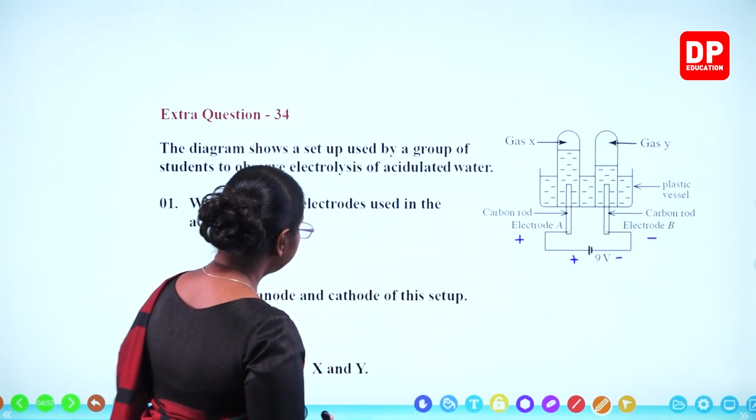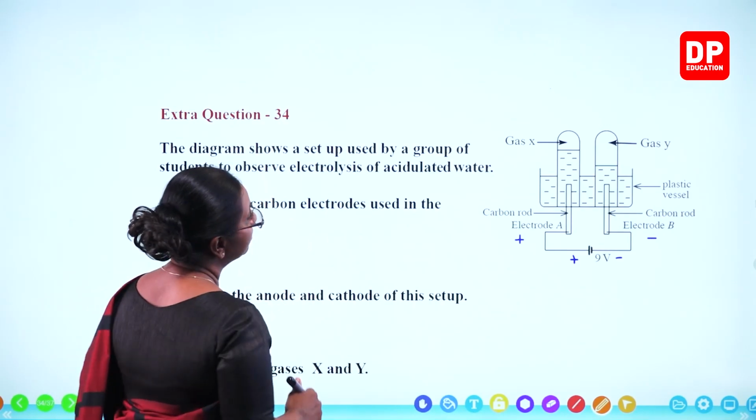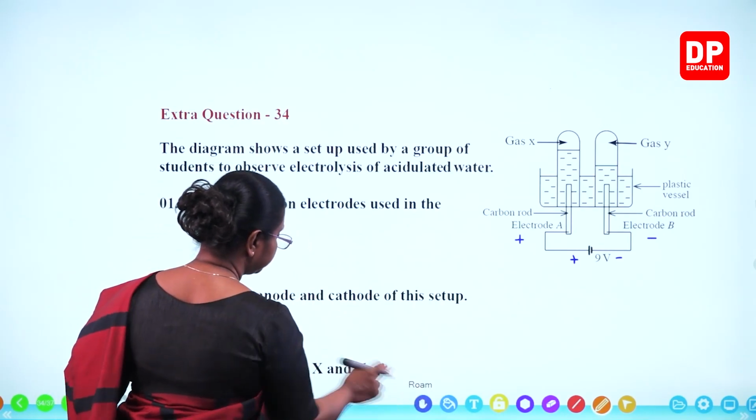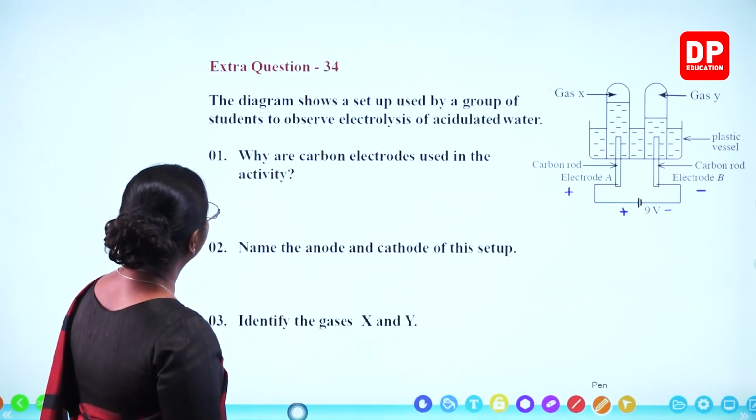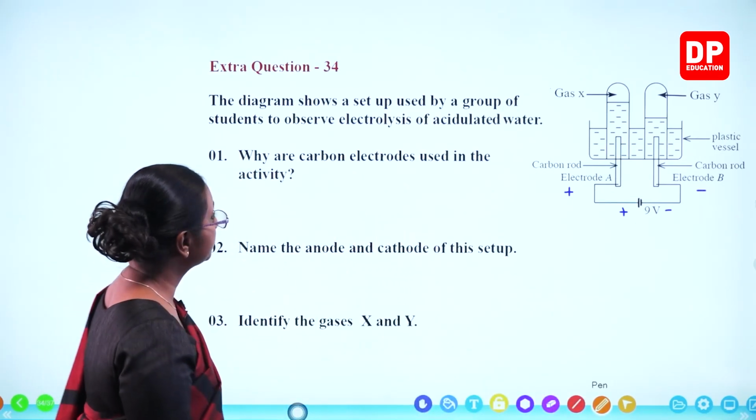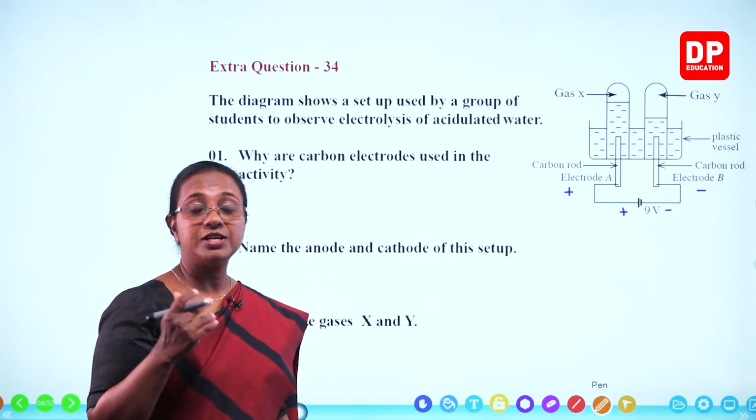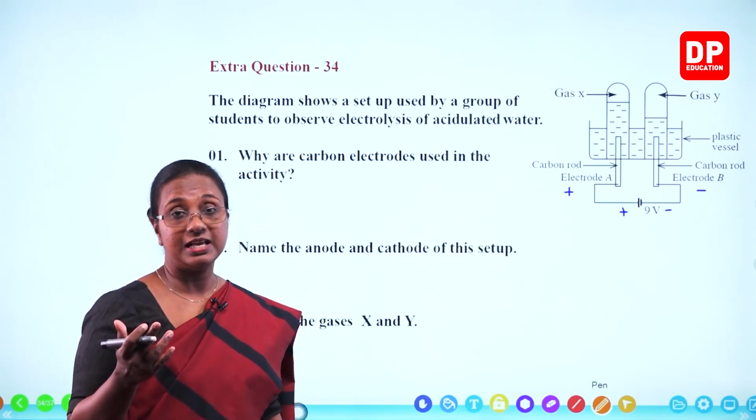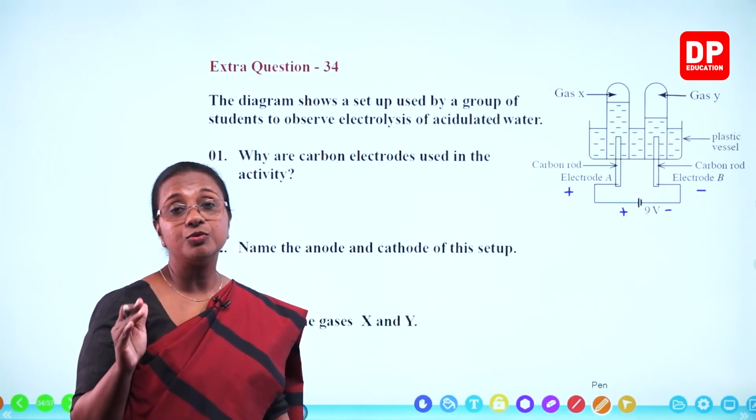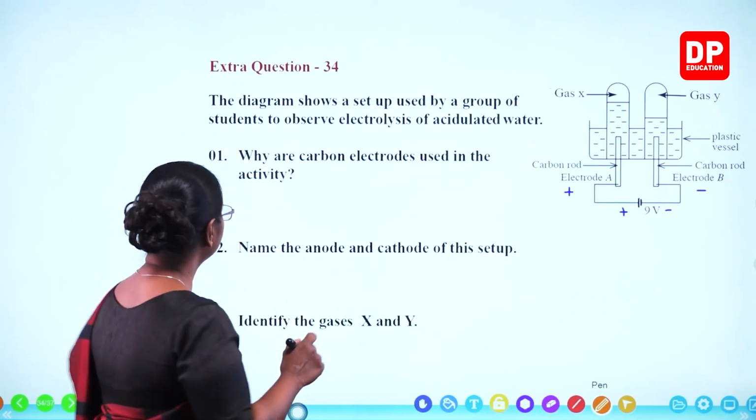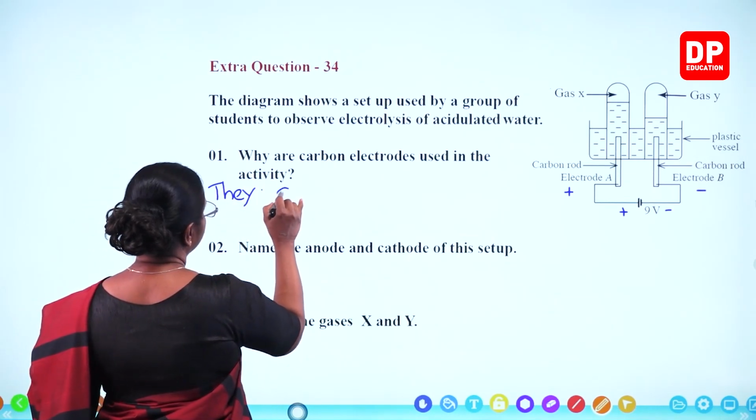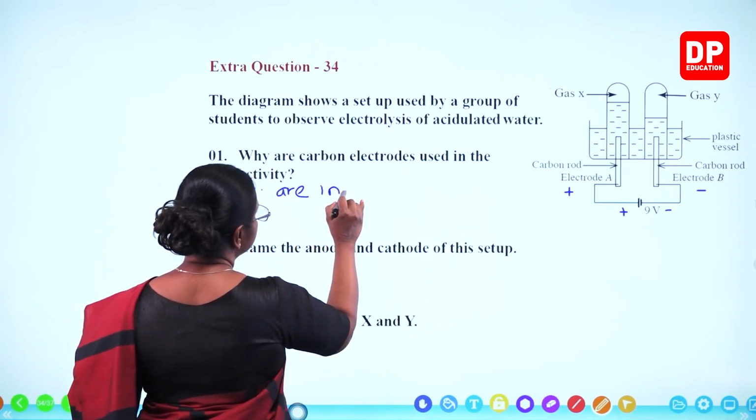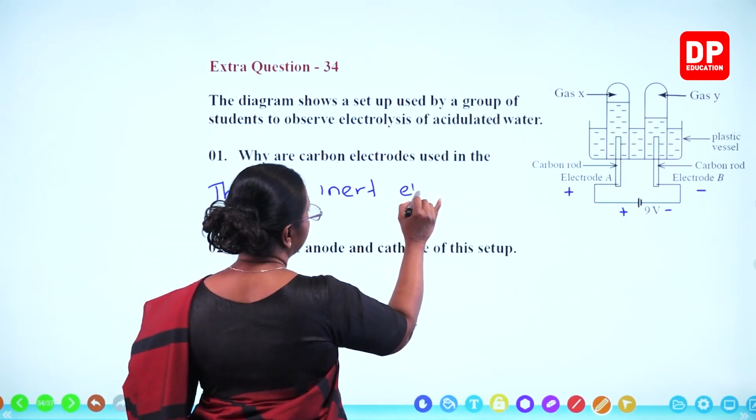So then, if we try to answer the questions here, you can see the first one, why are carbon electrodes used in the activity? You all know, students, carbon electrodes are inert electrodes. So they do not undergo any changes during electrolysis because they are inert electrodes.